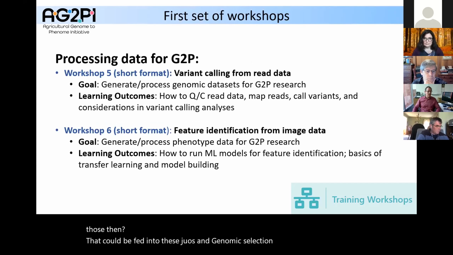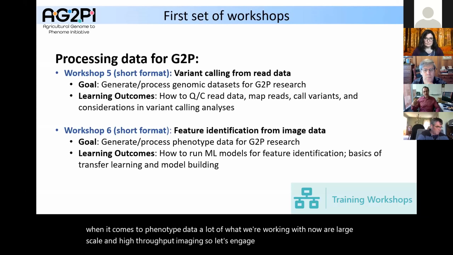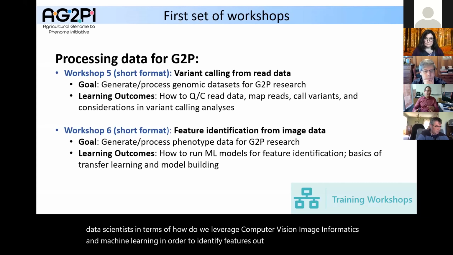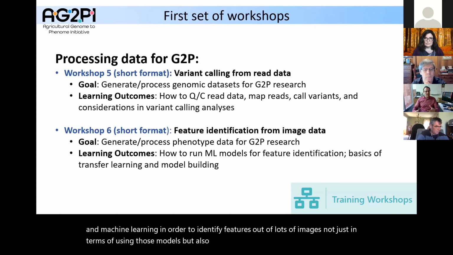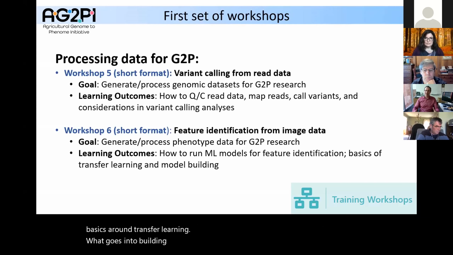And similarly, when it comes to phenotype data, a lot of what we're working with now are large scale and high throughput imaging. So let's engage the computer scientists and the data scientists in terms of how do we leverage computer vision, image informatics, and machine learning in order to identify features out of lots of images, not just in terms of using those models, but also start to understand some of the general basics around transfer learning, really what goes into building models in terms of training data, and so on and so forth. Next slide, please.